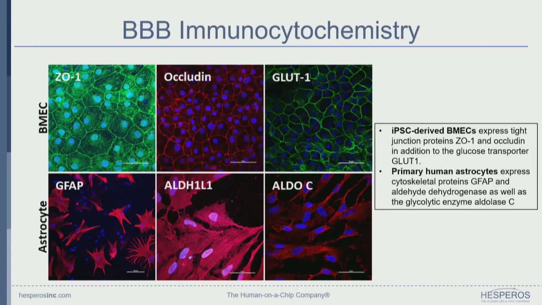What you see below is the marker for the astrocytes. So the model for the BBB itself consists of induced pluripotent cell-derived BMECs and astrocytes on opposite sides of the polycarbonate membrane in this case.